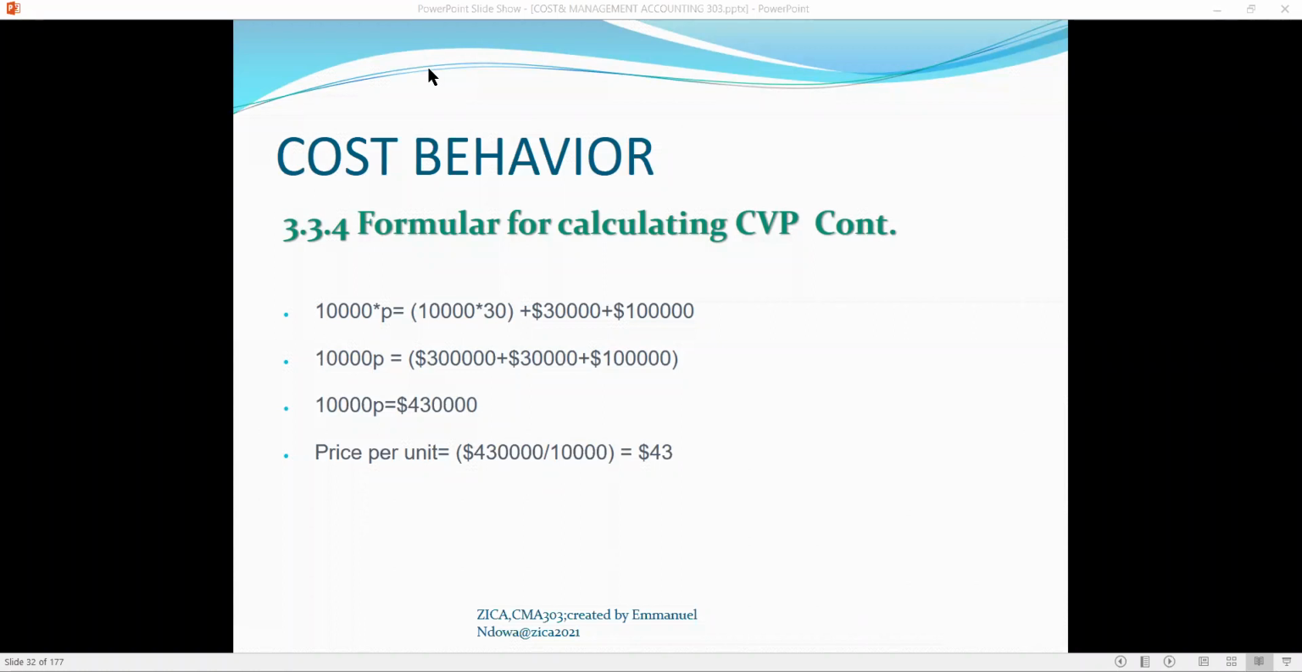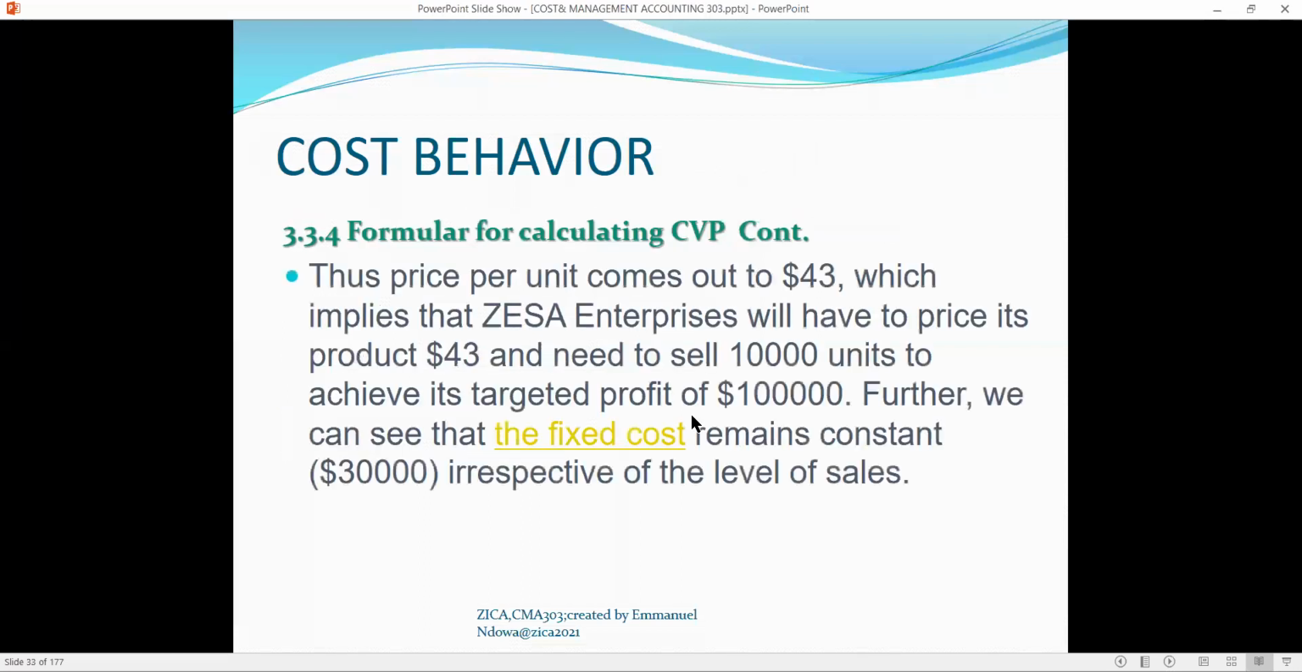So anyone with a challenge on what we have just illustrated? So we've come up with our price per unit, which is $43. So the price per unit comes out to $43, which implies that ZESA Enterprises will have to price the product at $43 and need to sell 10,000 units to achieve its targeted profit of 100,000.